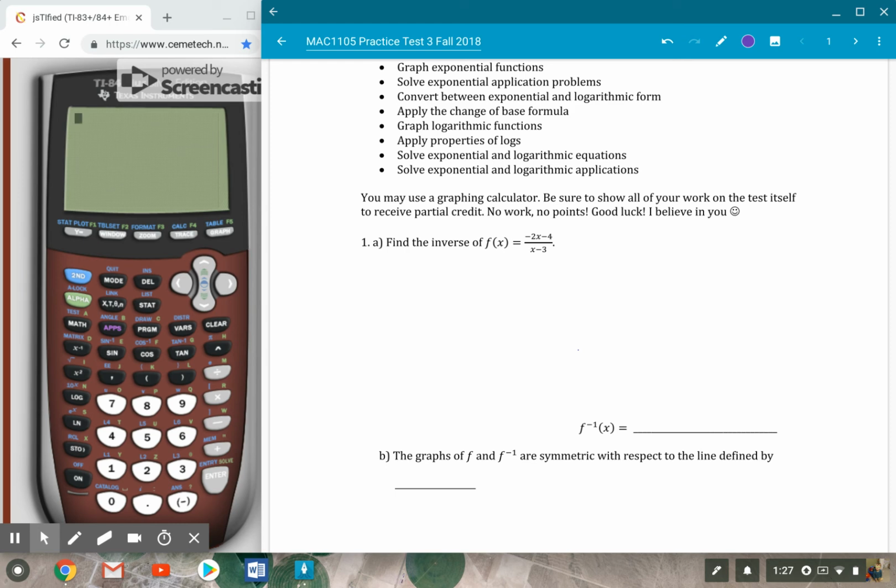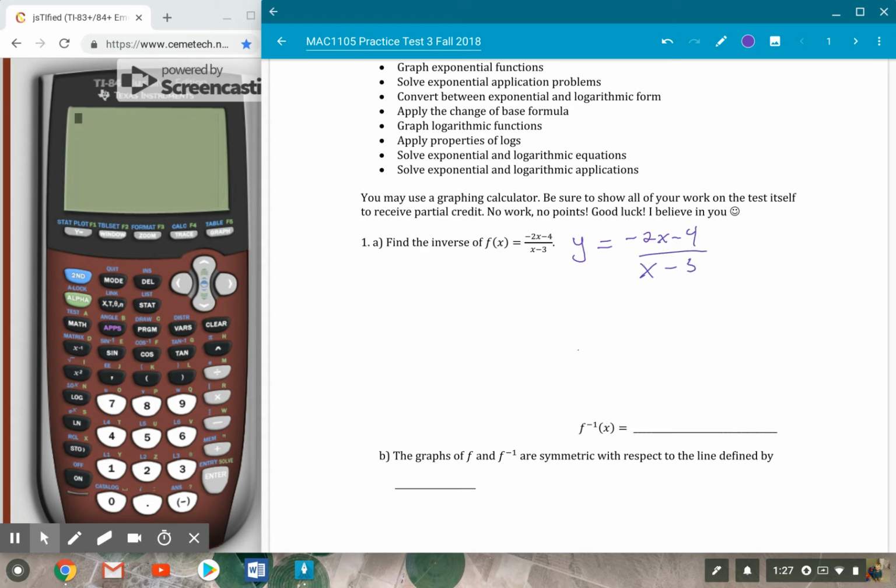All right, so this is our first video for the test 3 review. We're just going to jump right in. On number 1, part A, it says find the inverse of this function f of x equals negative 2x minus 4 over x minus 3. So we could rewrite this first off as y is equal to negative 2x minus 4 over x minus 3.